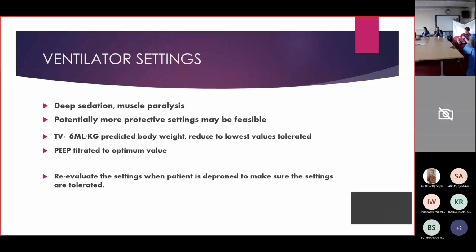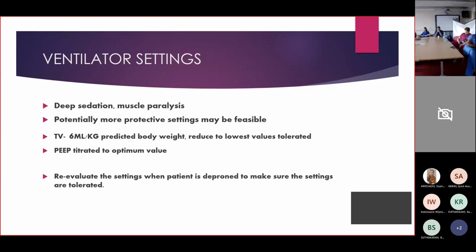What about the ventilator settings? The ventilator settings are consistent with the recommendations for ARDS, that is a tidal volume of less than or equal to 6 ml per kg as per the predicted body weight, and reduced to the lowest values tolerated, and the PEEP is titrated to the optimum value. And this is re-evaluated and adjusted to be as protective as possible.